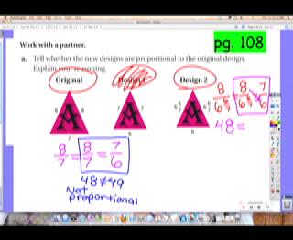Wait, so this is 48 and that's 48. What can we say about these two shapes? You used the vocab word. Good work. They're proportional. Proportional. I always think of the orbit. Proportional. Good work.